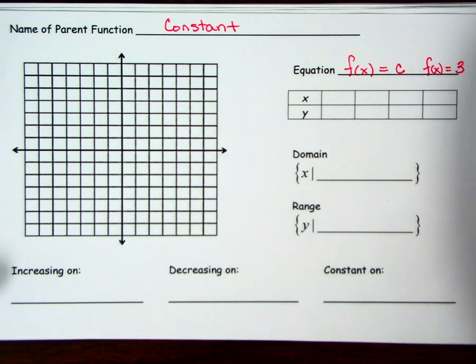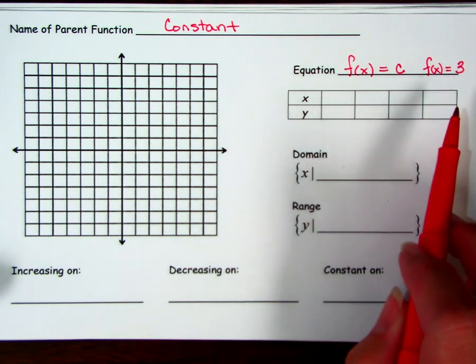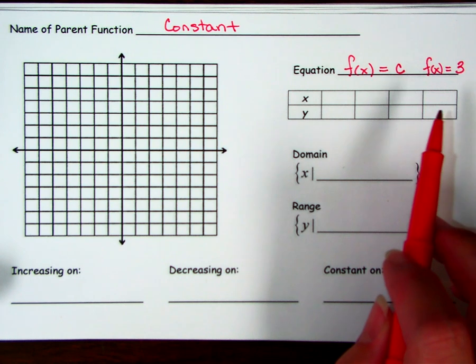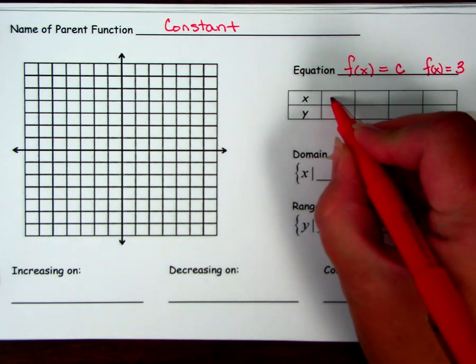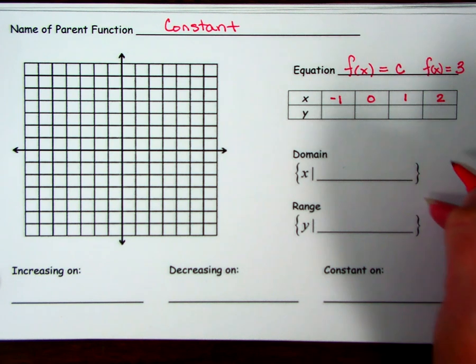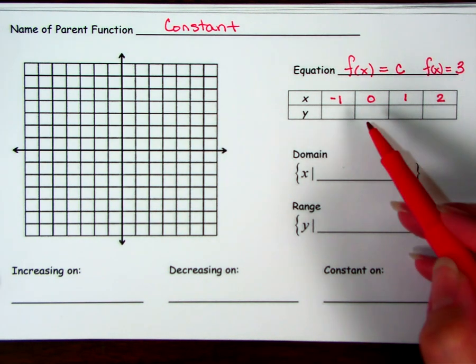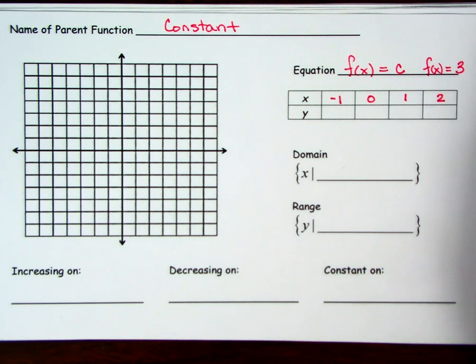Now we're going to pick some x's, values for the independent variable, so that we can draw the graph and see what it looks like. So I'm going to pick an x value of -1, 0, 1, and 2. And we're going to be using this equation so that we get a value for y instead of just a c, which could be anything.